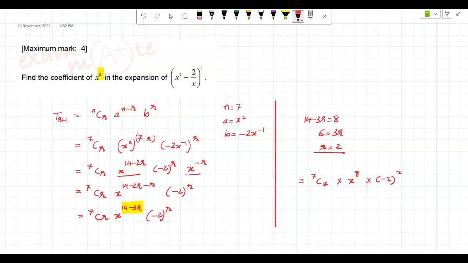What is 7C2? Shortcut: 7 factorial, 7 into 6 upon 1 into 2. You can do the long method as well. So is 84 the right answer? It's without calculator, so it's a paper 2 subject. So 84 x raised to 8. What is the coefficient?